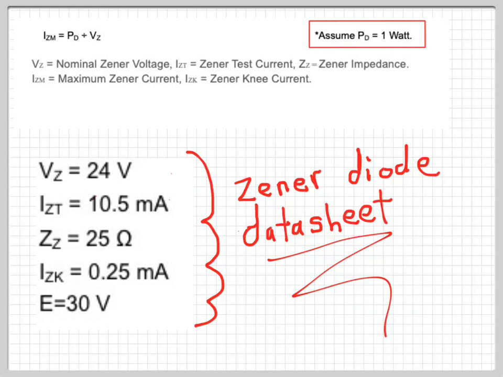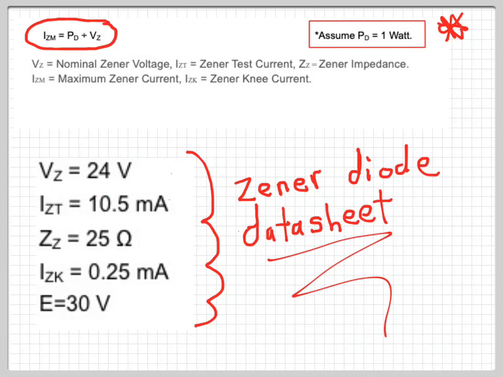This is the formula: you take the power dissipation divided by the Zener voltage. Unless you're told otherwise, the power dissipation is 1 watt. That you have to calculate; it's not on a data sheet. And IZK is the Zener knee current, the minimum Zener current required for proper operation. IZM is the maximum Zener current. If you exceed that, it'll get too hot and it'll basically go up in smoke.